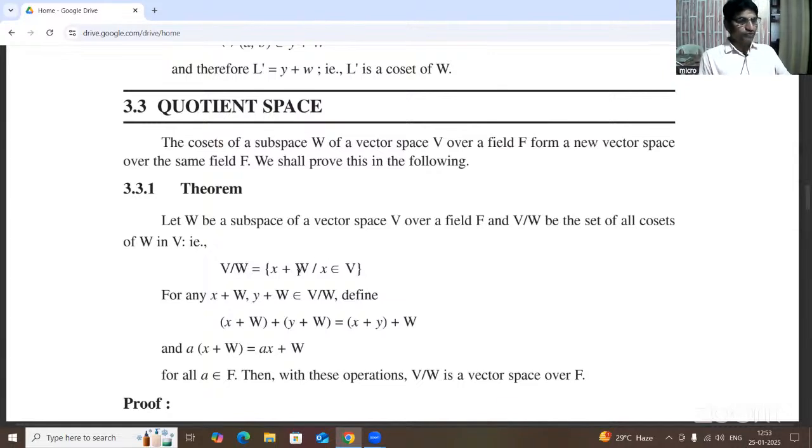So we take any two elements of the quotient space, the cosets x plus w and y plus w, and the vector addition is x plus w plus y plus w. That is the addition of vectors in the quotient space. x plus w plus y plus w is x plus y plus w. And second, a of x plus w is the scalar multiplication. Ordinary scalar multiplication is ax, but here a is any element, so a of x plus w equals ax plus w. So under vector addition and scalar multiplication, if the cosets form a vector space, then V by W under addition and multiplication forms a vector space.